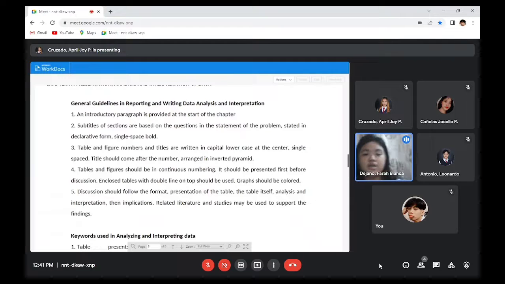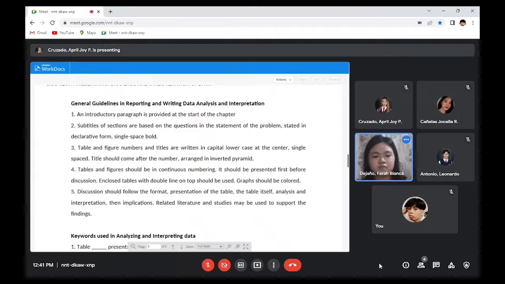Here are the general guidelines to follow in reporting and writing data analysis and interpretation. First, an introductory paragraph is provided at the start of the chapter. Second, subtitles of section are based on the question in the statement of the problem, stated in declarative form, single space, bold. Third, table and figure numbers and titles are written in capital lowercase at the center, single space. Title should come after the number, arranged in inverted pyramid.